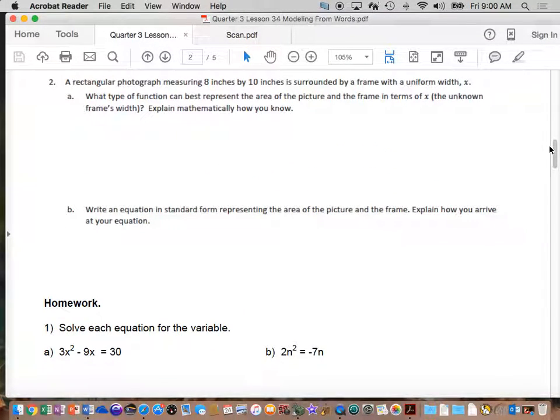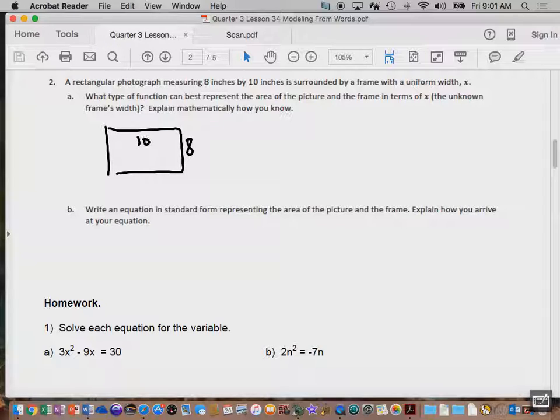Rectangular photograph measures 8 by 10 inches, surrounded by a frame, uniform width. Let's just sketch this out. We don't have a lot of time, but we can sketch it. Rectangular photograph, 8 by 10. It's surrounded by a frame of uniform width W. So, W, W, W, W. Now, this is about area. So, what is an expression for this width? Go ahead. 2W plus 8. Excellent. 2W plus 10. That's right.